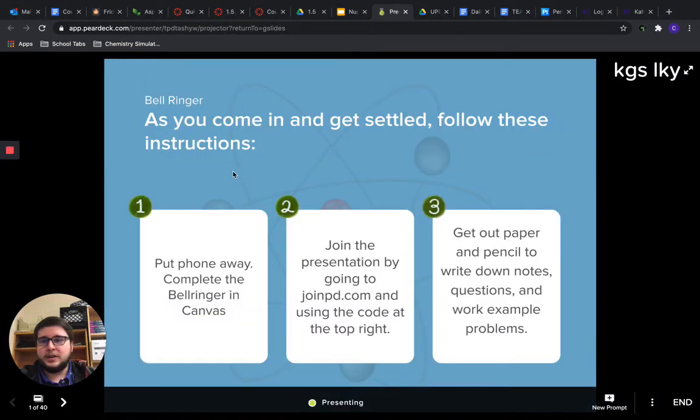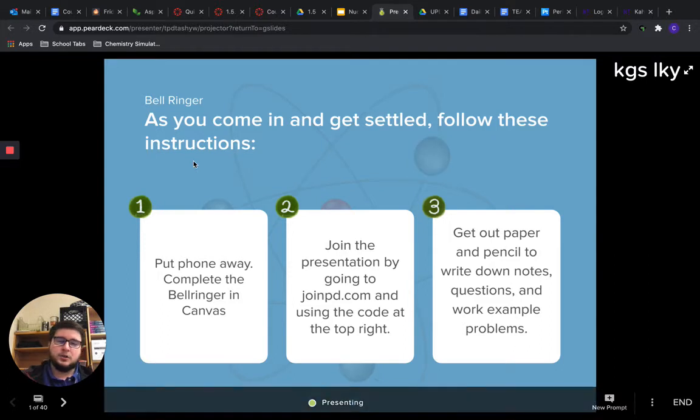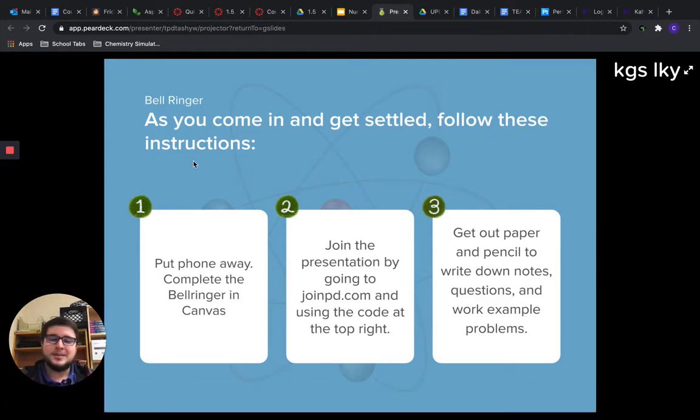All right, good morning, guys. We're going to go ahead and do our next lesson today. It's going to be nuclear reactions. It's Module 1, Section 6. This will be the last lesson in this module.